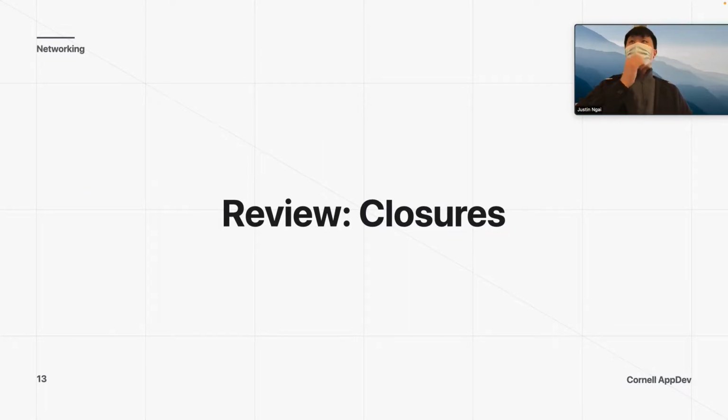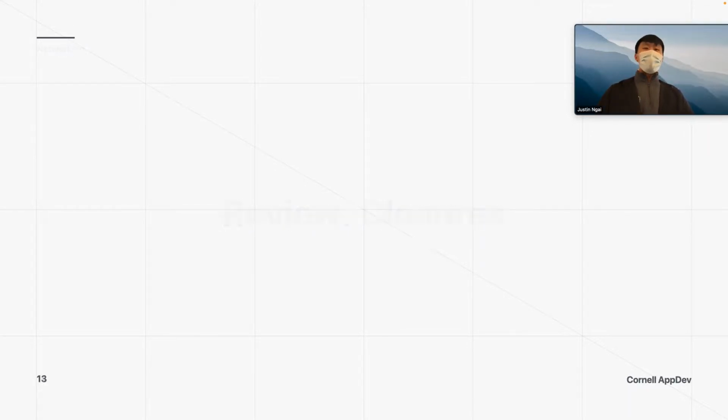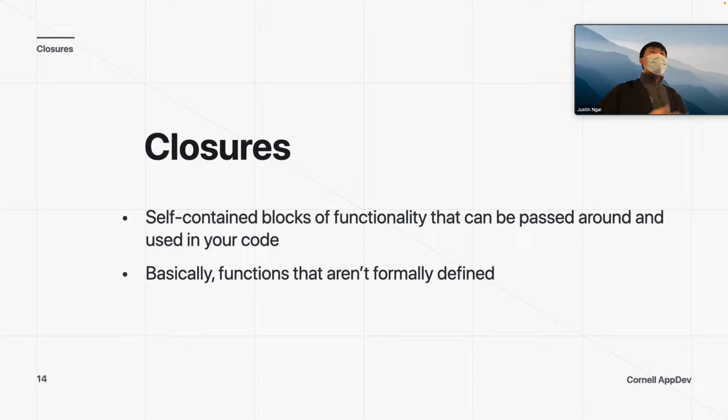So if we want to be able to use Alamo Fire and its powerful networking abilities, we need to understand how closures work. And I'm just going to give you a quick review of how closures work. A closure is like an anonymous function, if you've heard that before, but it's basically a small, self-contained block of code that runs by itself, and it can be passed around as a variable as well.